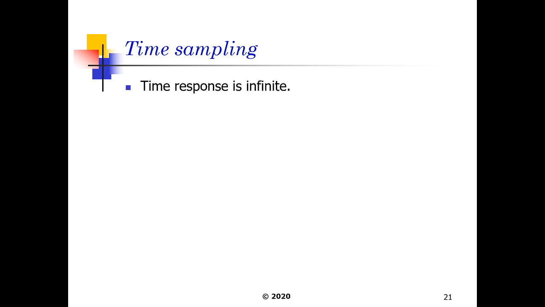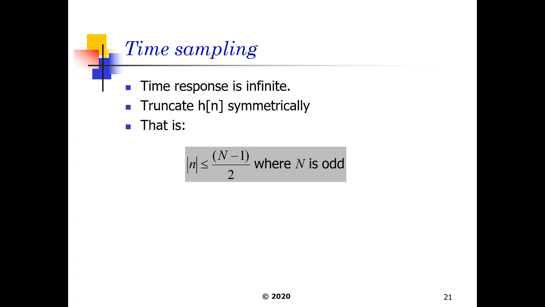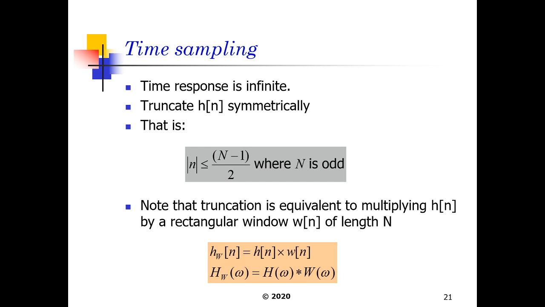So the time response is basically infinite, and then we need to truncate the h of n sequence here symmetrically. So we need to know how many samples we take in this truncation. And in taking the number of samples, we need to make sure that it's odd because we need to maintain that symmetric property. The truncation here is very similar to multiplying that h of n by a rectangular window w of n of length N, where capital N here is the number of samples.